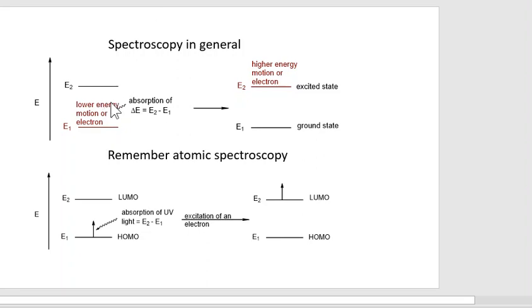As a result of that absorption of energy, you end up with a higher energy system, and then eventually it will just go back to the ground state. You've probably seen this before in atomic spectroscopy. This is UV vis, where it's in the UV light where you go from a lower energy molecular orbital to a higher energy molecular orbital. That's actually molecular orbital spectroscopy, UV vis. It works for atomic spectroscopy as well.